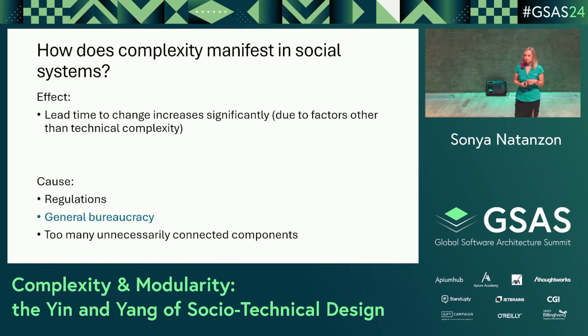Maybe it's mitigating risks that no longer exist. Maybe it's dealing with error-prone human processes that have long been automated away. In any case, bureaucracy, just like that garden, needs periodic pruning. And sometimes it's too many connected or potentially connected components.